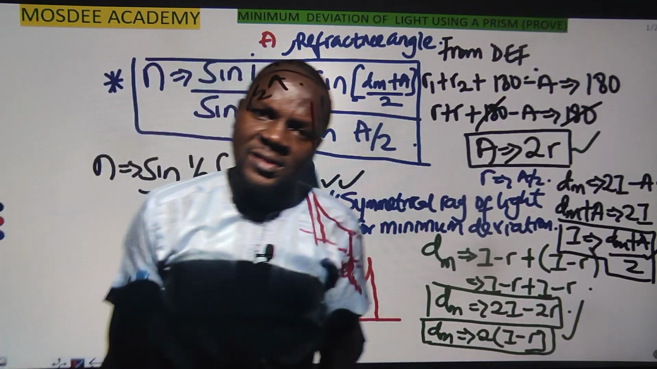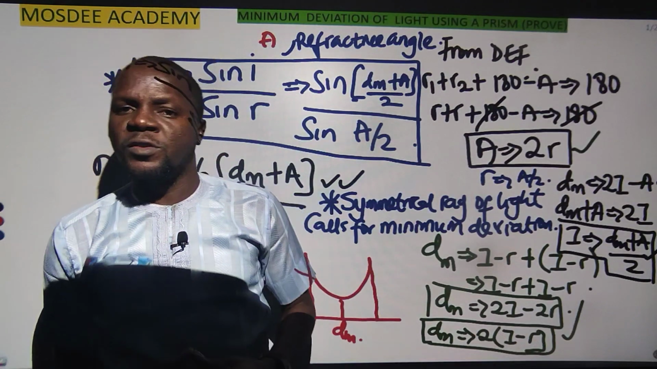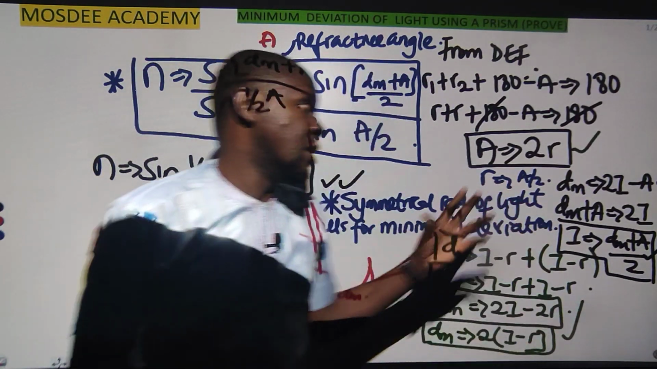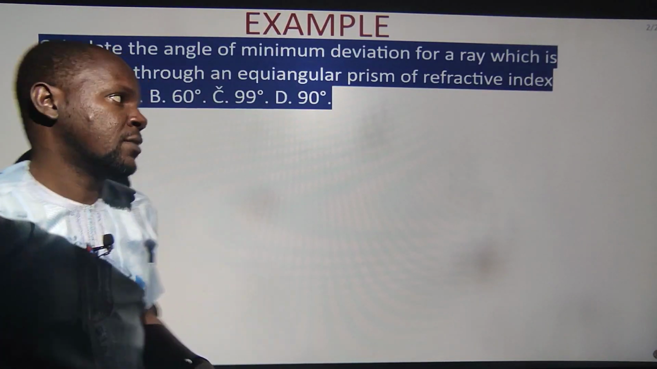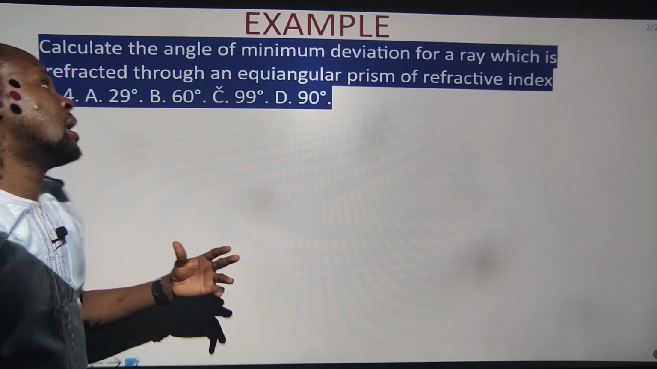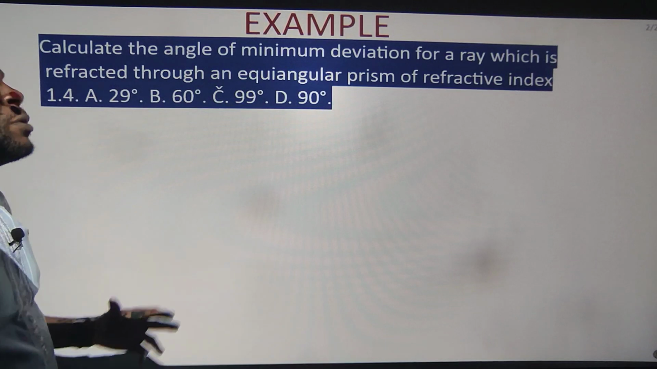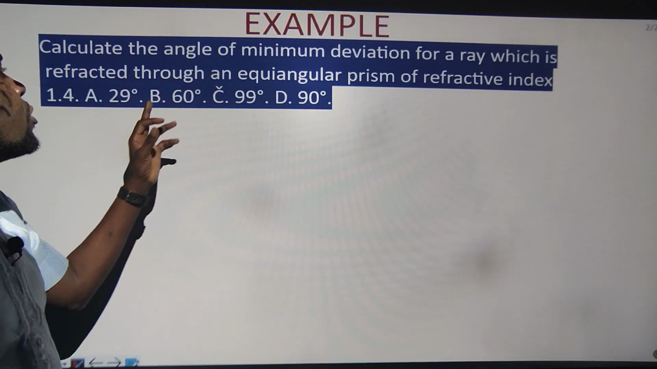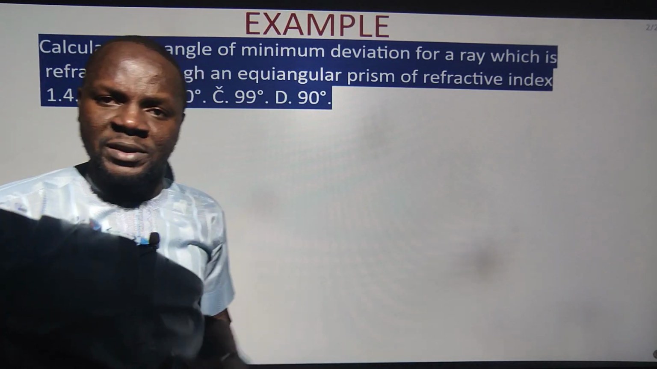But for this class, I'm only going to do one question, which was extracted from a UTME question. So let's see that. Admin, please, the next question using the formula we have there. Thank you very much. Now, in this question, we are asked to calculate the angle of minimum deviation of a ray which is refracted through an equiangular prism.